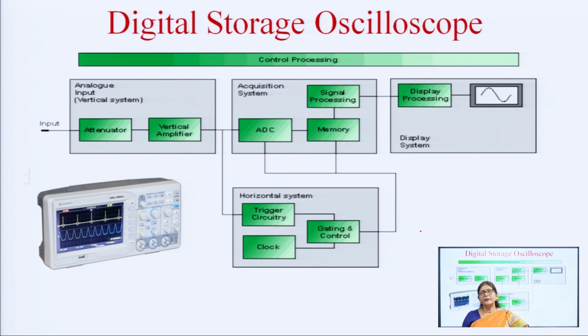Now, we want to display the signal on the screen. The digital storage CRO can also be connected with our computer system, and we can find the display on that. But if we want to display the signal on the digital storage CRO, then the read operation is performed. At that time, the signal stored in the memory is converted into analog form, and then signal processing is done, where it is amplified, modulated, and so on, and then it is displayed on the screen. So, this is the diagram of the DSO.